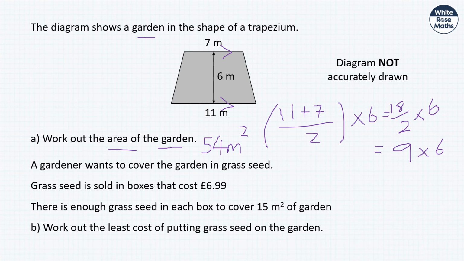A gardener wants to cover the garden in grass seed. Grass seed is sold in boxes that cost £6.99 each. There is enough grass seed in each box to cover 15 meters squared of garden. Work out the least cost of putting grass seed on the garden. If I do 54 divided by 15, that will tell me how many boxes I'm going to need, and then times it by 6.99.